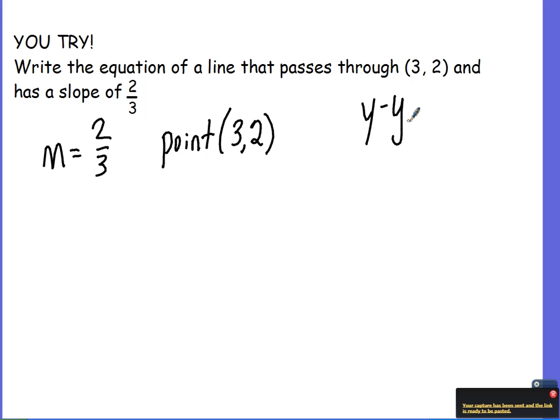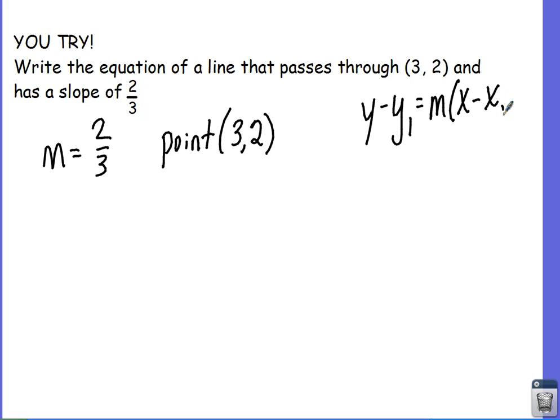So y minus y sub 1 equals m times (x minus x sub 1). Now remember, all we do is substitute in the y sub 1 and the x sub 1 for the point. 3 is your x coordinate, 2 is your y coordinate, and m is your slope. So if we plug our values in, y minus 2, and remember, it's the opposite sign, so since this is a positive 2, we keep the minus 2. Slope is 2/3, times x minus 3. Since this is a positive 3, we keep it negative.